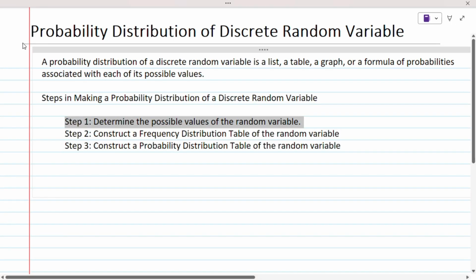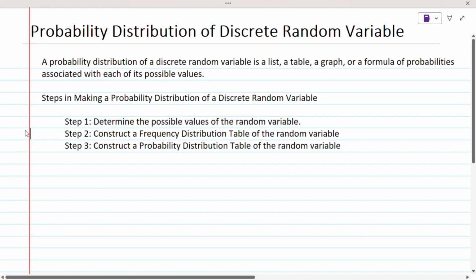So these are the steps in making a probability distribution of a discrete random variable. So our focus here is the discrete random variable but not the continuous random variable. So step 1, we are going to determine the possible values of the random variable. Step 2, we are going to construct a frequency distribution table of the random variable. Step 3, we are going to construct a probability distribution table of the random variable.